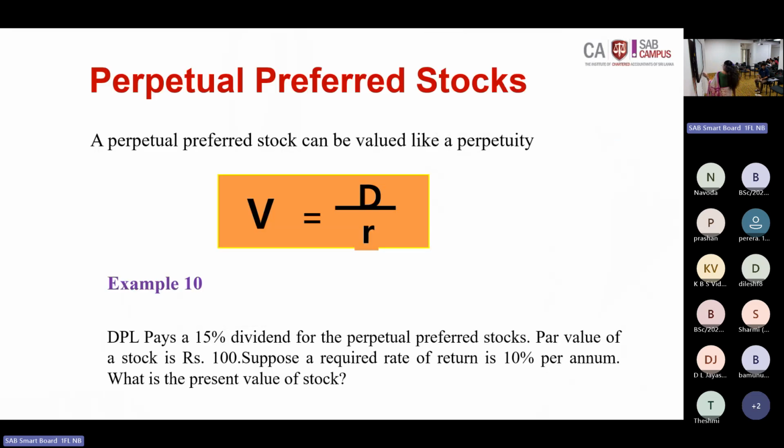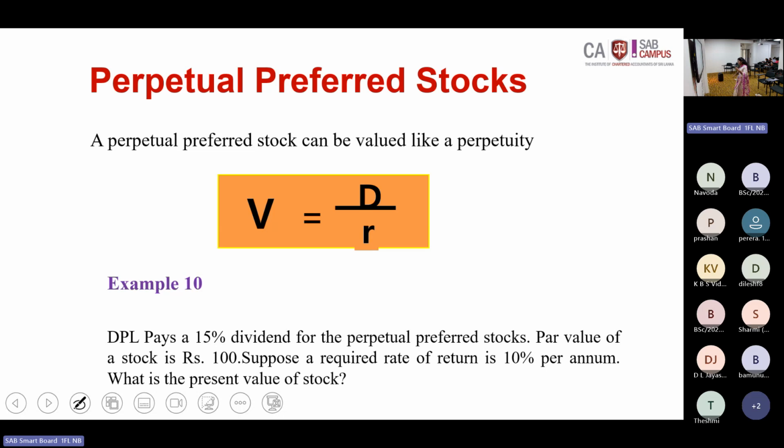Okay, the last one. That is perpetual preference shares. Right? That means perpetual. What do you mean by perpetual? Yes, it doesn't have a maturity. So therefore, in this set of the preference shares, it doesn't have a maturity period. So technically we call them irredeemable preference shares. We can't redeem those things.